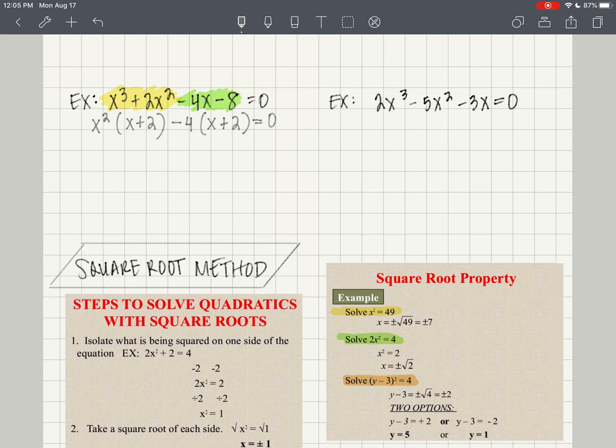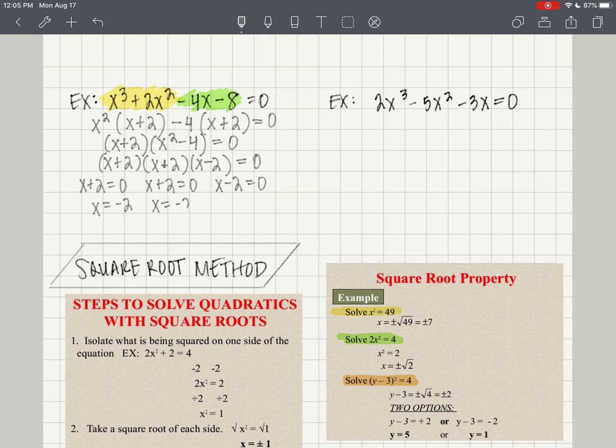I'm going to further factor. They both have an x plus 2 in common. That's going to leave me x squared minus 4. And then x plus 2 times the difference between these 2 squares is x plus 2, x minus 2. So I get x plus 2 equals 0, x plus 2 equals 0, x minus 2 equals 0. So I get x equals negative 2, x equals negative 2, and x equals positive 2.